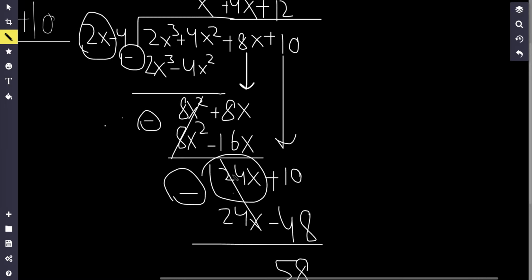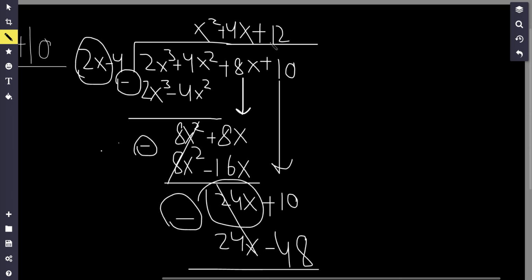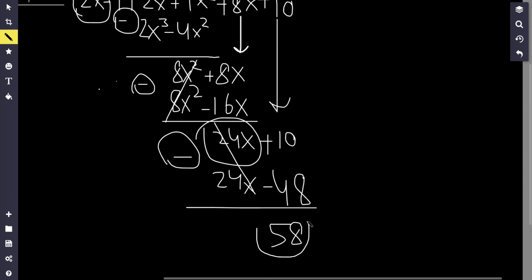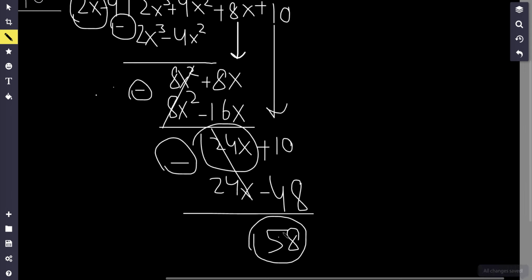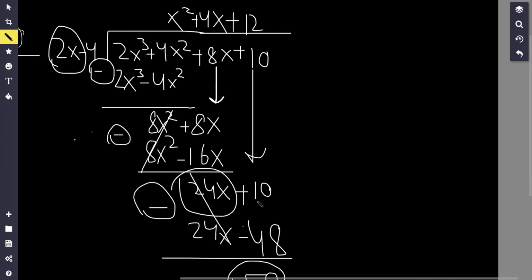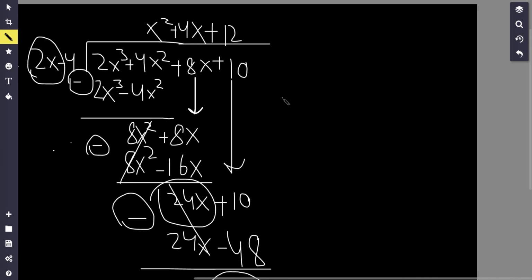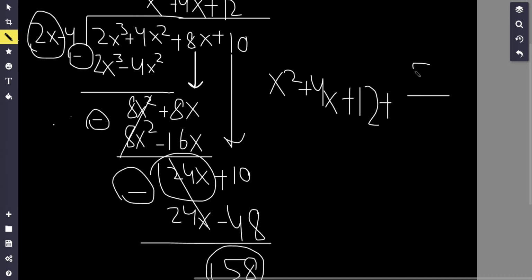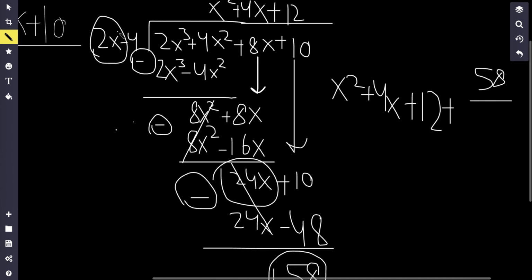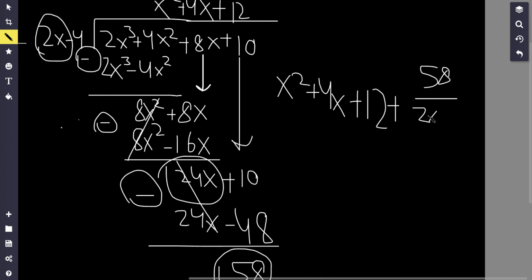Now, when you're doing this strategy, if you're ever left with just a whole number without an x, this represents your remainder. So your final answer is going to be x squared plus 4x plus 12. And then remember how to write a remainder. What we do is we create this fraction. The remainder goes on the top, and what you're dividing by goes on the bottom. This is going to be our answer.